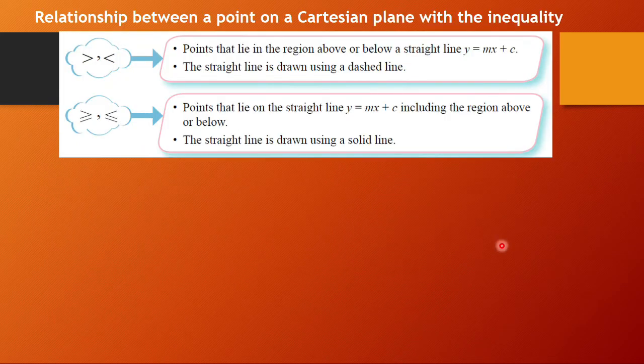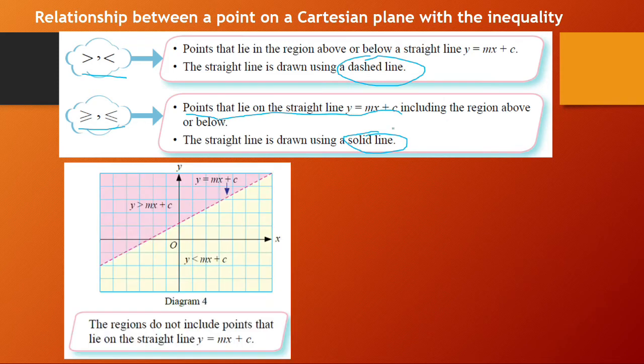Okay, now we will look at the relationship between a point on a Cartesian plane and the inequality. This is the symbol of greater than and this is less than. For the points that lie in the region above or below a straight line y equal to mx plus c, the straight line is drawn using a dashed line. I'm going to underline this so that you can remember: dashed line for greater than, less than. When it comes to greater than or equal to and less than or equal to, you have to use a solid line. For this one, the points lie on the straight line y equal to mx plus c, including the region above or below.